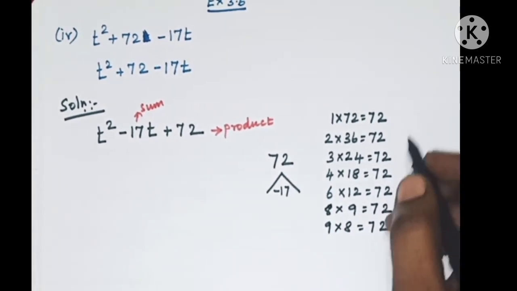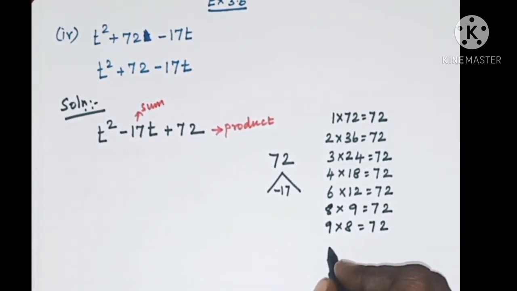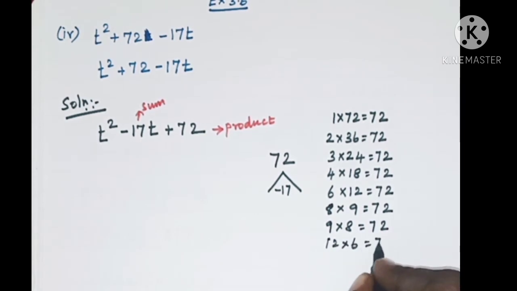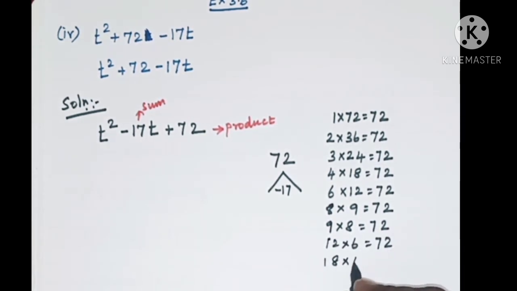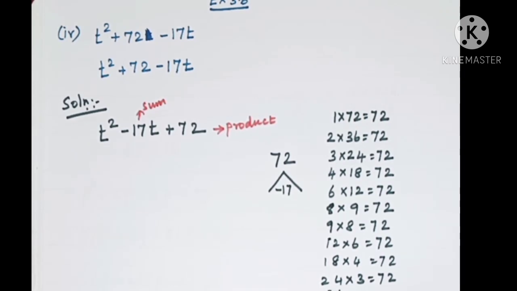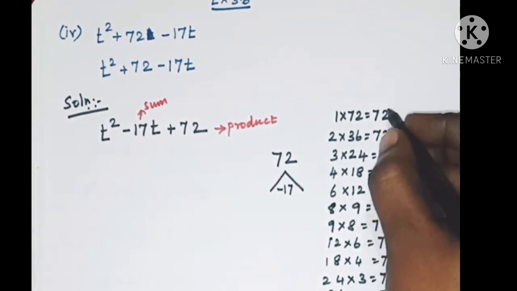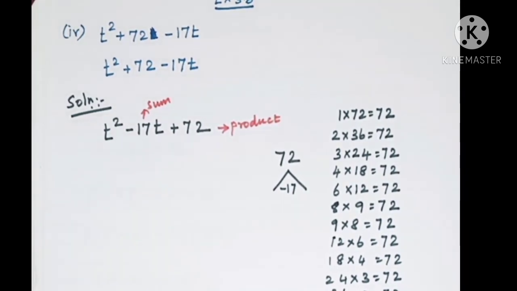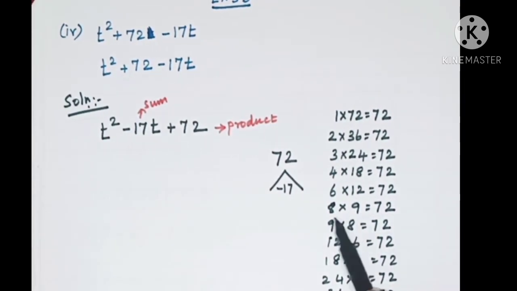Similarly, what will we write? 9 into 8, and then 12 into 6. 12 6s are 72. 18 into 4 is equal to 72. 24 into 3 is equal to 72, and then 36 into 2 is equal to 72, and then last number is 72 into 1 is equal to 72. These are the factors of 72. From these numbers we have to identify the two numbers.